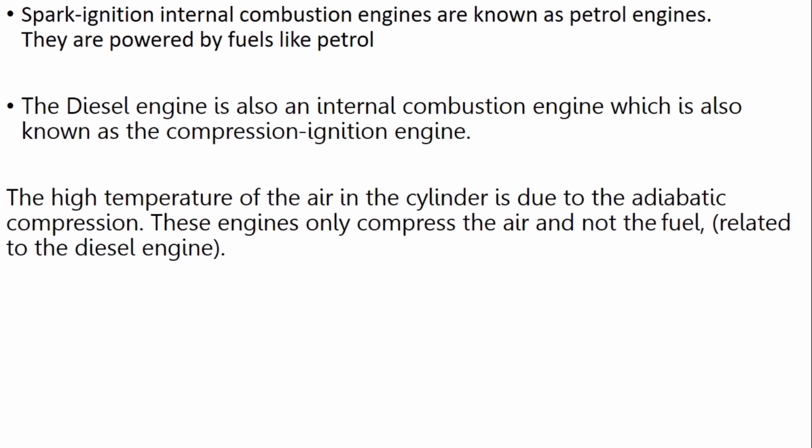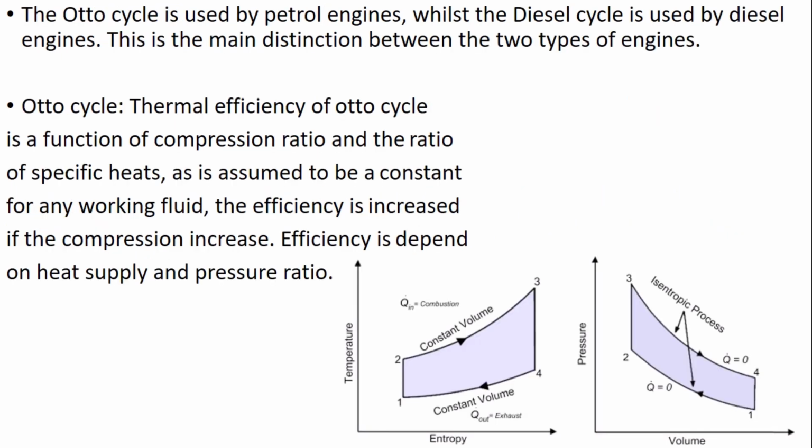The high temperature of the air in the cylinder is due to the adiabatic compression. These engines only compress the air and not the fuel. The Otto cycle is for the petrol engine, whilst the diesel cycle is used by the diesel engine. This is the main distinction between the two types of engine. The thermal efficiency of the Otto cycle is a function of the compression ratio and the ratio of specific heats, which is assumed to be constant for any working fluid. The efficiency is increased if the compression increases, and efficiency depends on heat supply and pressure ratio.